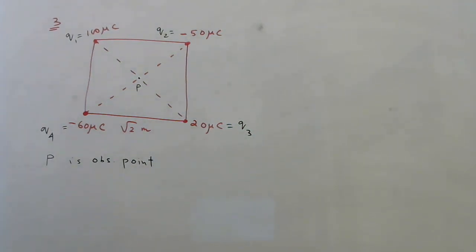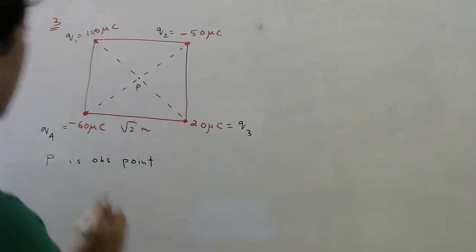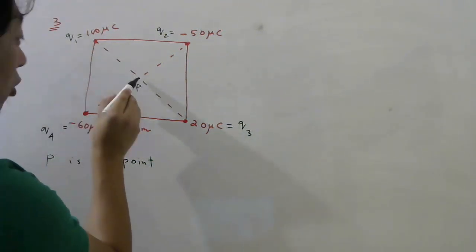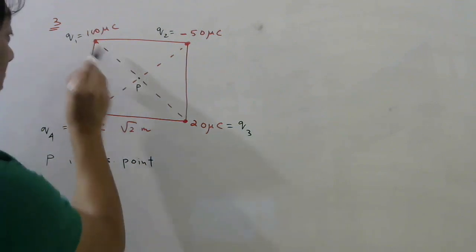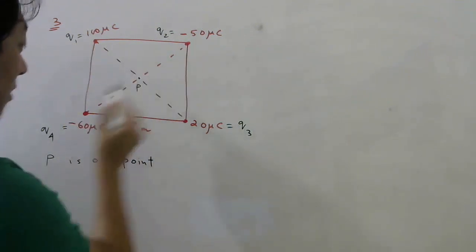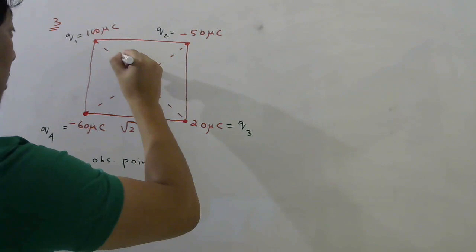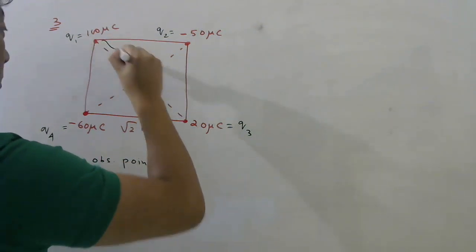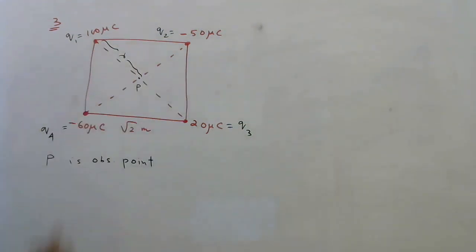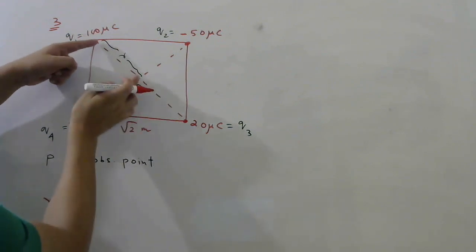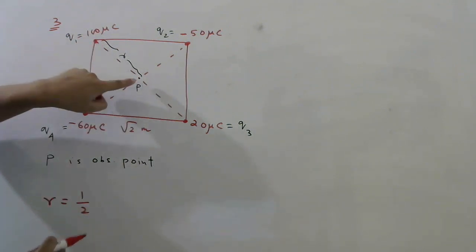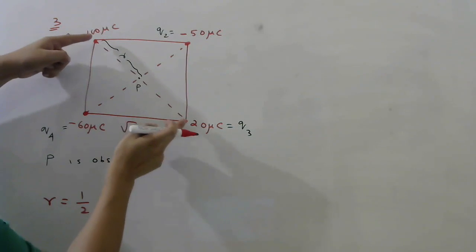Then while calculating the potential, what distance will we need? Distance between source charge and observation point. Now look carefully. This distance will be same as this distance, this distance, this distance. All will be same. So let us call this distance R, from here to here. R will be half of this diagonal. Yes or no? Everybody will accept R, the distance between charge and observation point, is half of the diagonal.